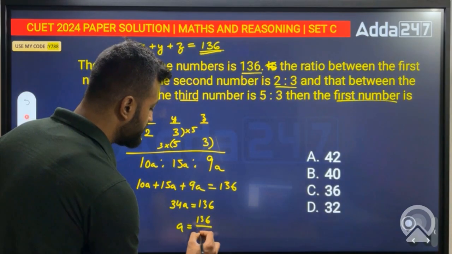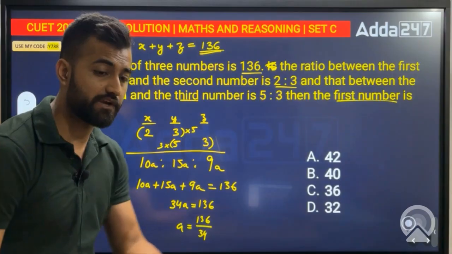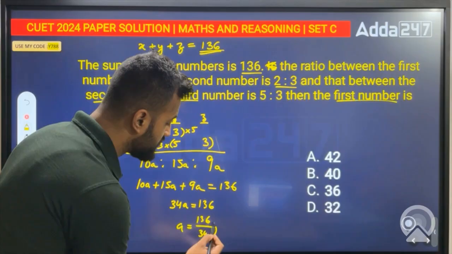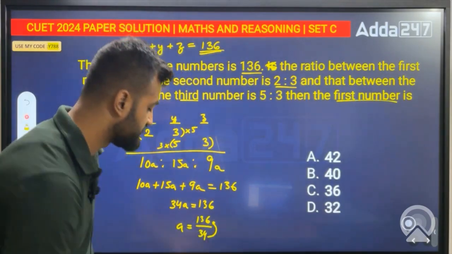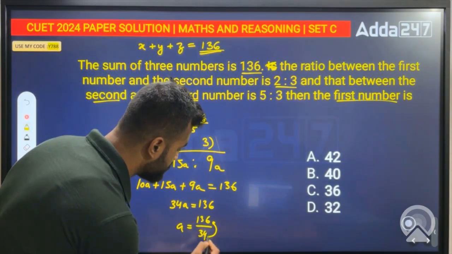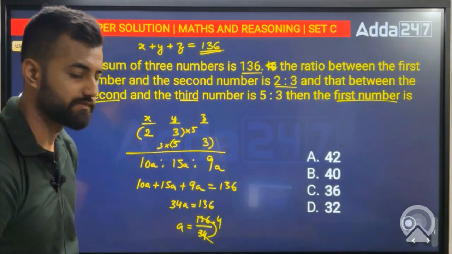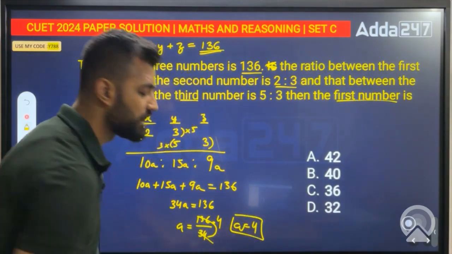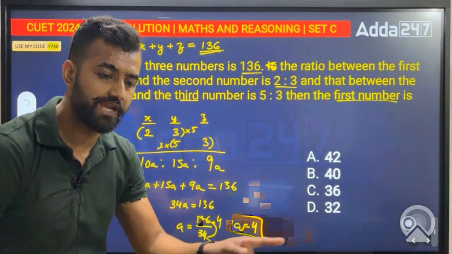136 divided by 34. Now, I taught you the same technique. In front I have 4. 4 4s are 16, so direct cancel. 34 4s is 136. Finished, we have got a, which is 4. As we have got the value of a, we can find anything now. Our motive was to find a. We got a, so we can find anything.